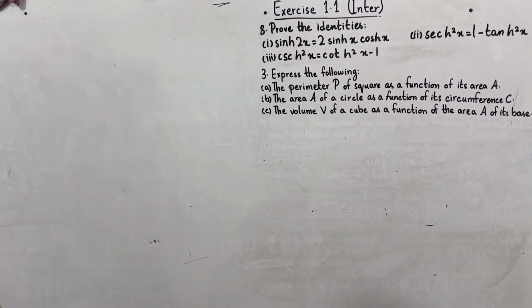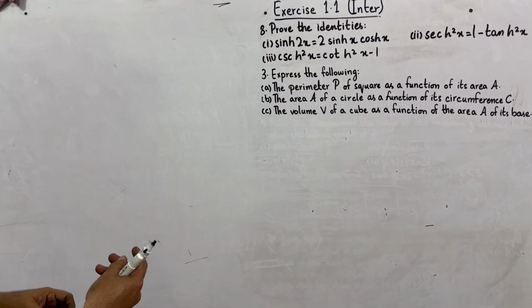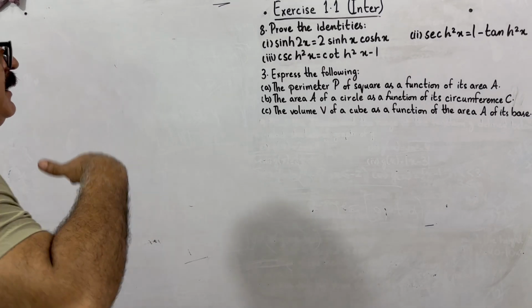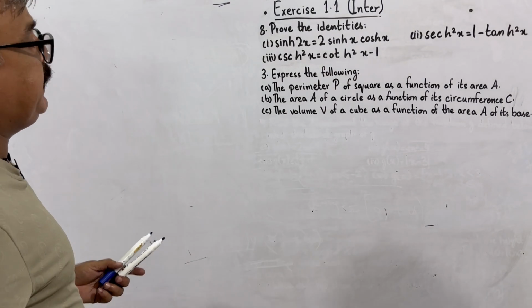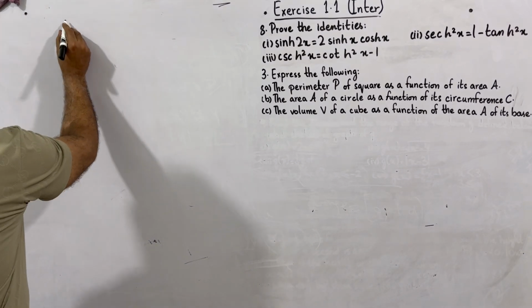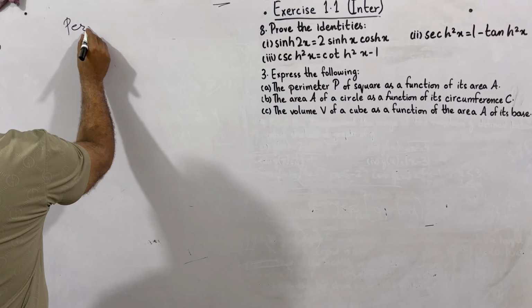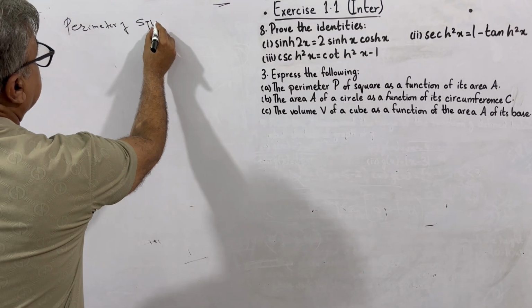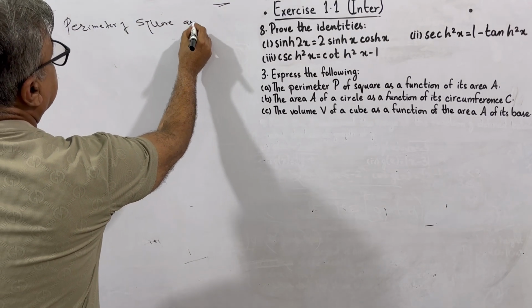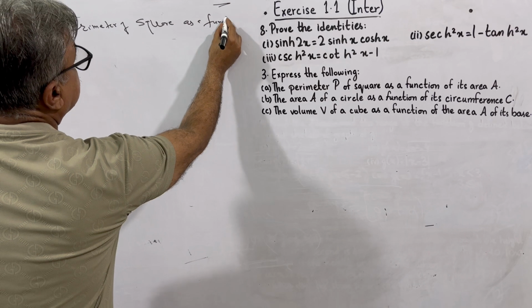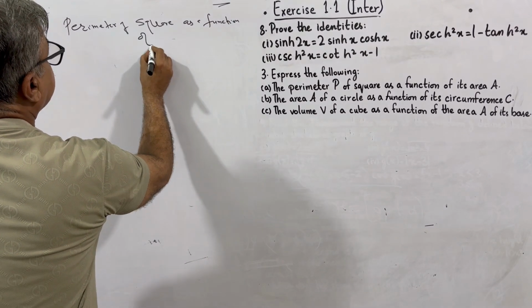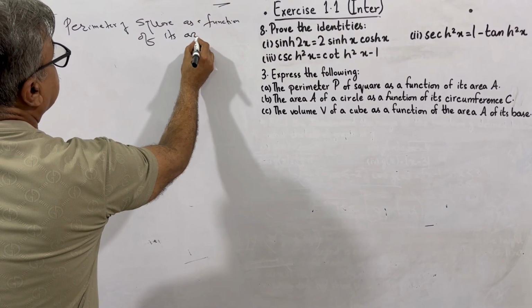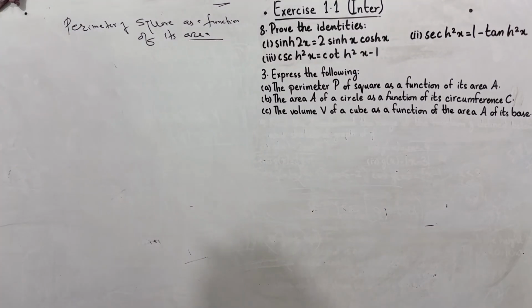Okay. Express the following. Number 1: the perimeter of a square as a function of its area.